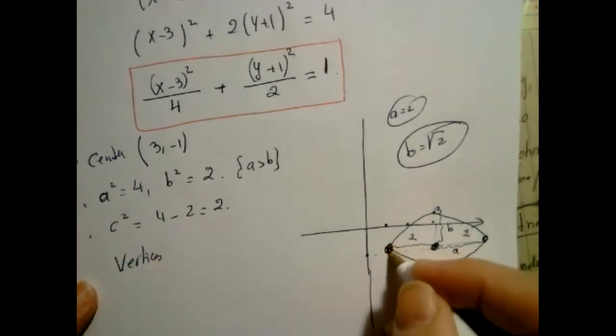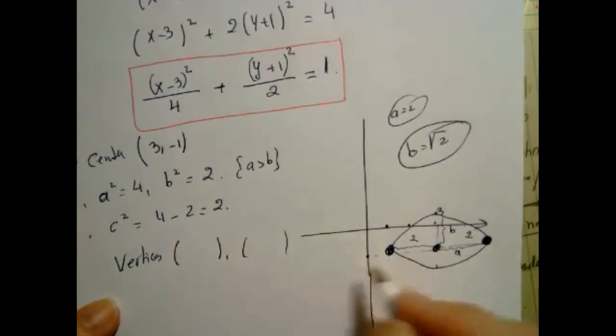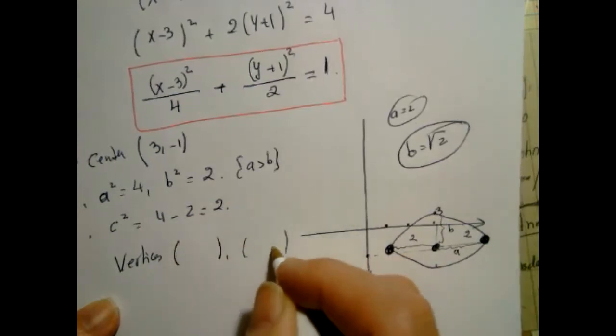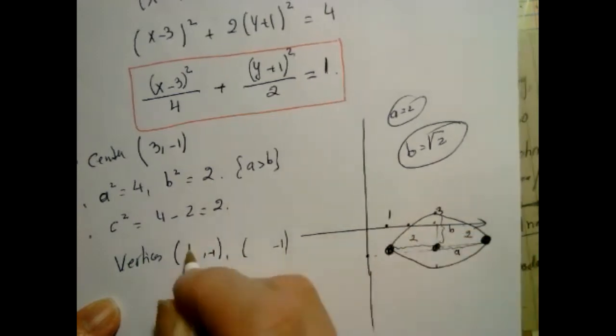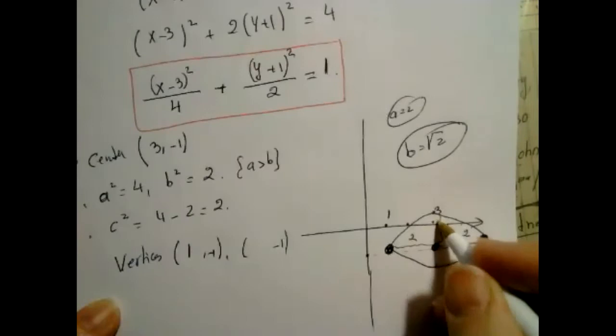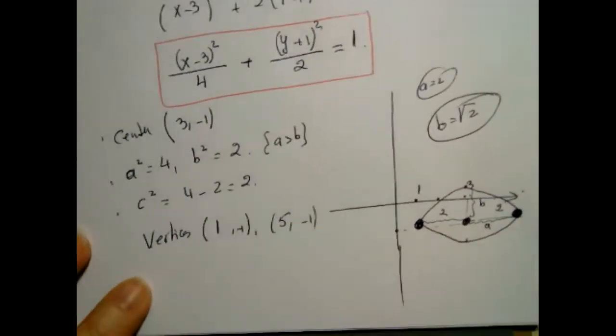The vertices are those 2 points. So according to the picture, basically, the y is a minus 1. And the x, this is a 1 from here. And this is a 3. You add 2 to it, you get 5.